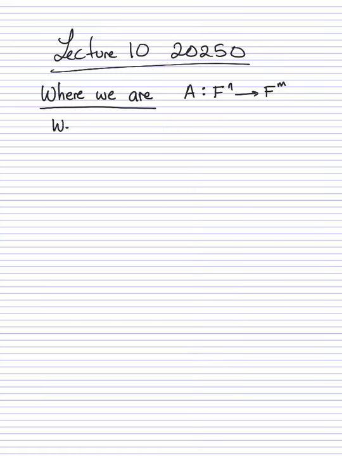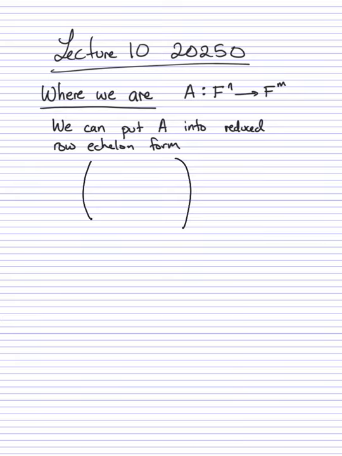And then we saw that we could put A into reduced row echelon form. The most important thing to look for in this form was that there were these entries called pivots. Let me just do an example here. These were entries of the matrix that were ones.